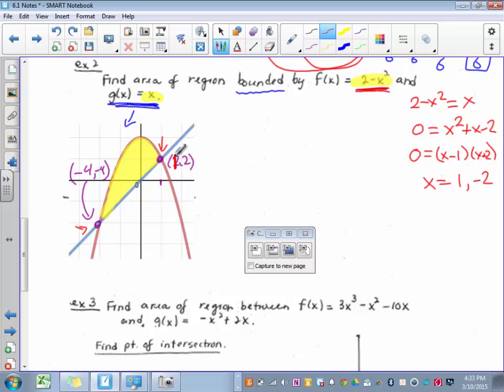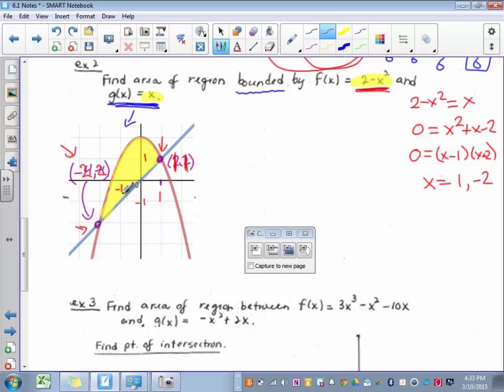I'm sorry, guys. This isn't 2, 2. This is 1, 1. And since the other value is at -2, this one, instead of being -4, should have been -2, -2. How silly of me. So this should be 1. These are all 1. That should be -1, 1, and then -1.